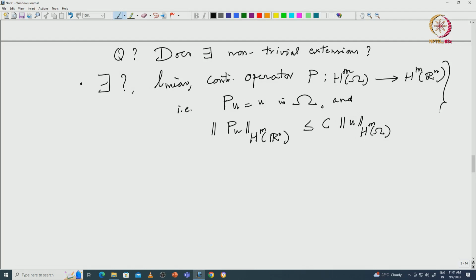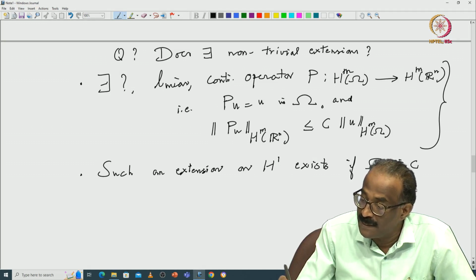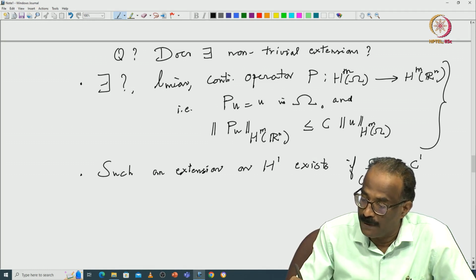So, such an extension theorem. The results are there: such an extension exists, in the case of say H1, if omega is C1. This is a regularity condition on the domain.